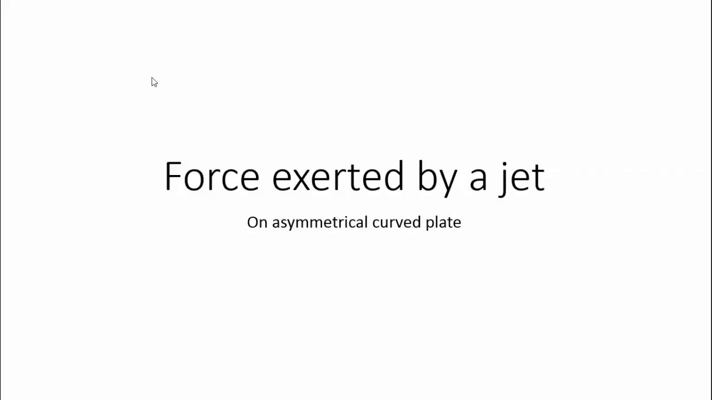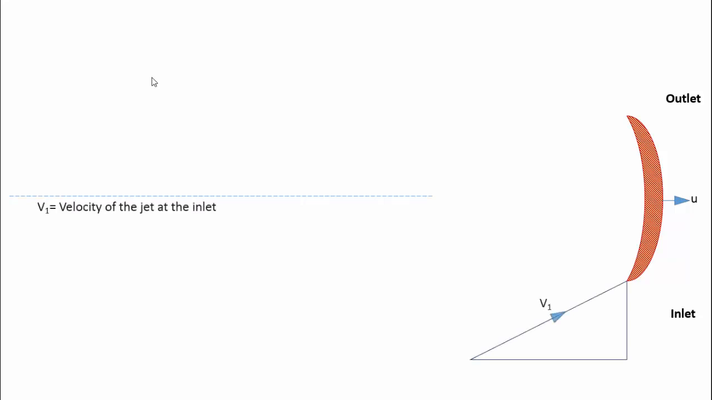Welcome guys. Now let's discuss the force exerted by a jet on a symmetrical curved blade, which is being used in hydroelectric power plants. And let us draw the velocity triangles at the inlet and outlet of the blades. Let's go ahead. At the inlet, the jet is impinging with a velocity v1.